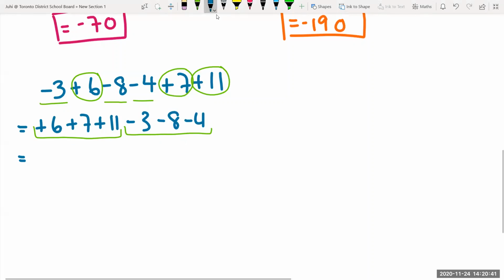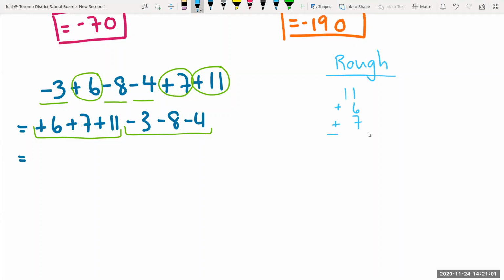I keep talking about rough work. I do want you to get used to doing that. So for example, let's come over here and I'm just going to call this part of my page my rough sheet. Always have a little rough work on the side, or another piece of paper. So we're basically adding 11 plus 6 plus 7, all of it together.